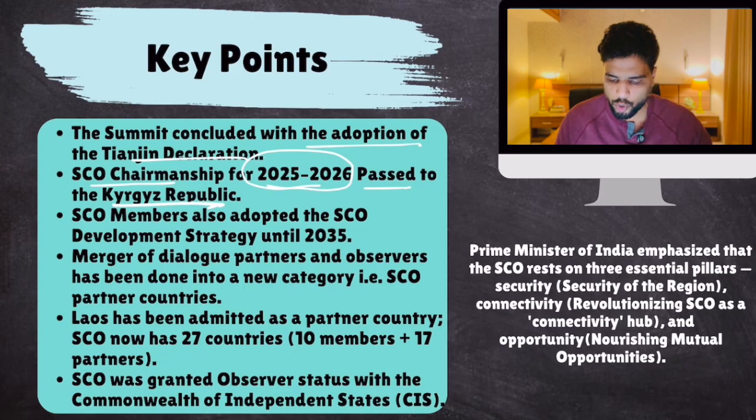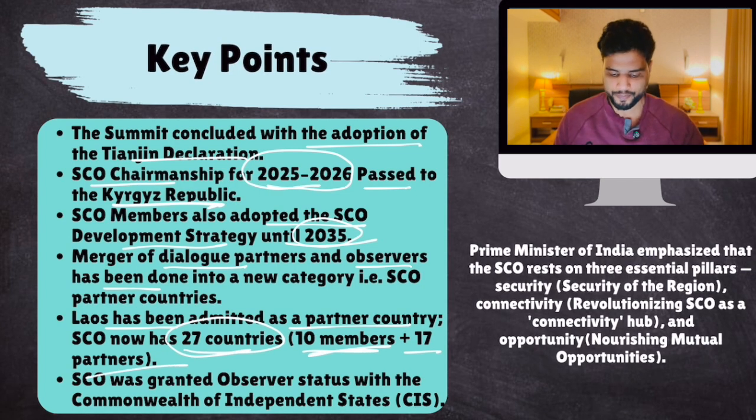The SCO members also adopted the SCO development strategy until 2035. Merger of dialogue partners and observers, we have discussed this. Laos has been admitted as a partner country. SCO now has 27 countries, 10 full members and 17 partners. Remember SCO partners. SCO was granted observer status with the Commonwealth of Independent States.